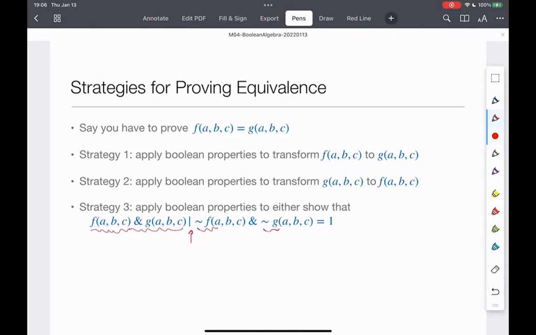And that means we are trying to prove that this expression is always 1. That is, by applying Boolean expressions, I can reduce it systematically to a 1. And that can take a longer time, but I generally find it to be a foolproof strategy. Whereas going from F to G or G to F always kind of requires figuring out what property to apply, whereas this one always will work. It just may take longer.